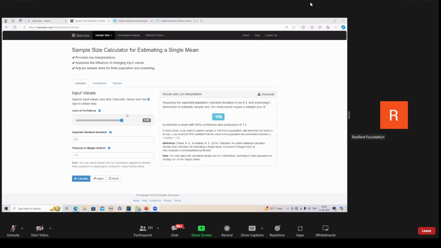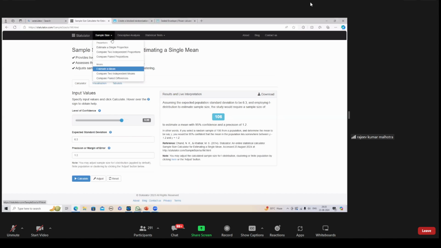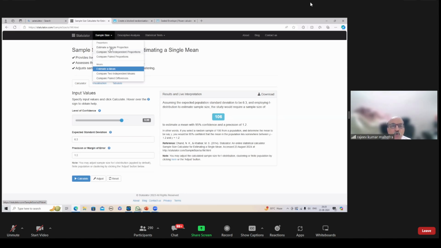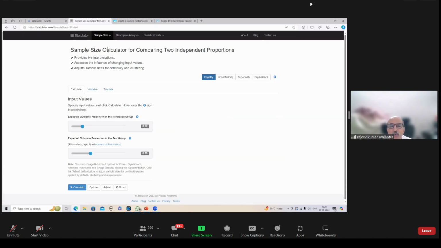Yes, yes, sir. Now, this is for comparing two proportions. If you click on two proportion here, there are equality, non-inferiority, superiority, and equivalence. I am explaining only the equality here. Non-inferiority, superiority and equivalence, I think, are difficult to cover in 2 hours. So I will explain the equality.